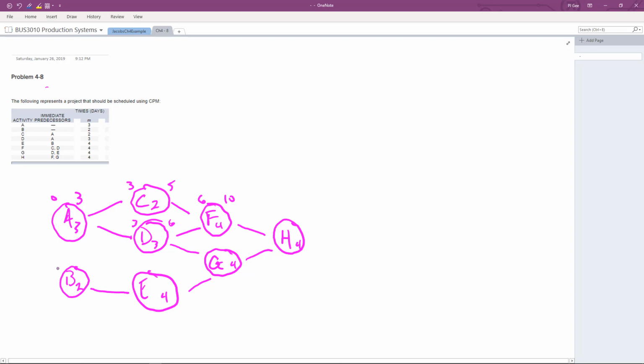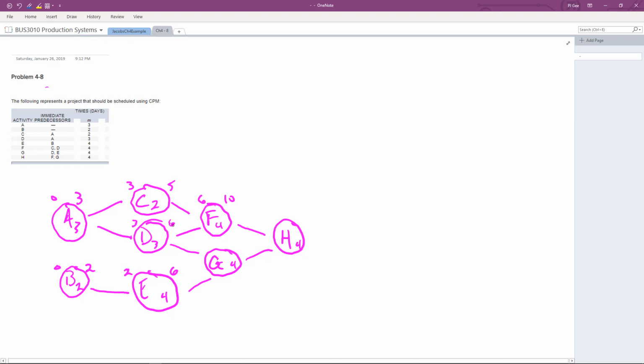So let's come back to B. We'll start at time 0. We get to the finish of B at 2. Nothing too much to think about. We just carry the 2 over to the early start. E starts at week 2. Plus 4 is 6. Okay.